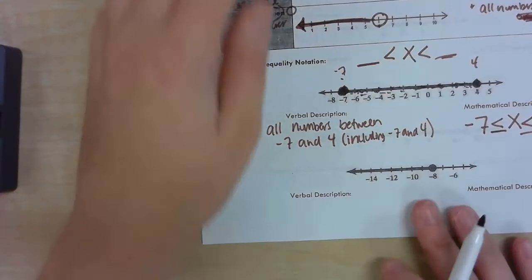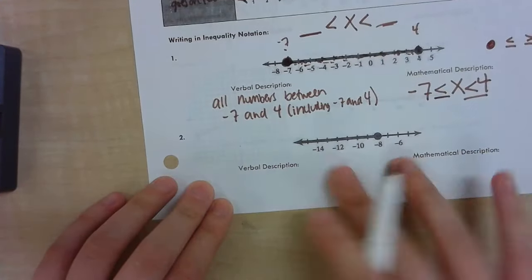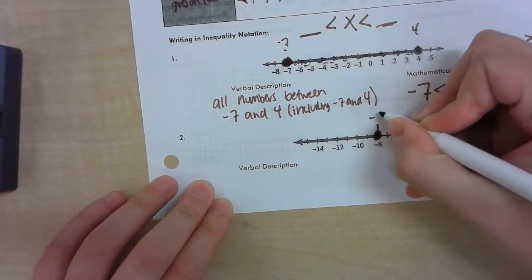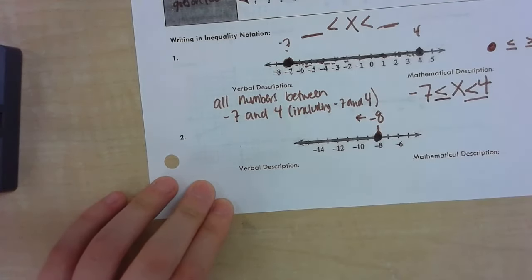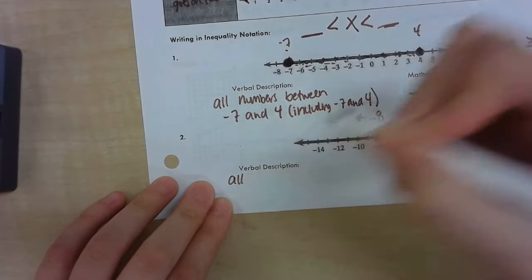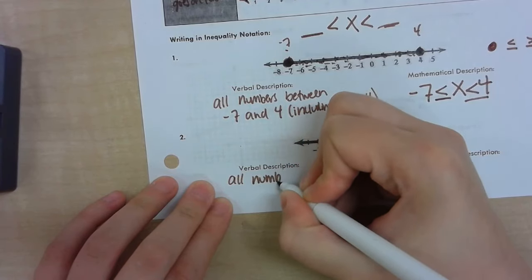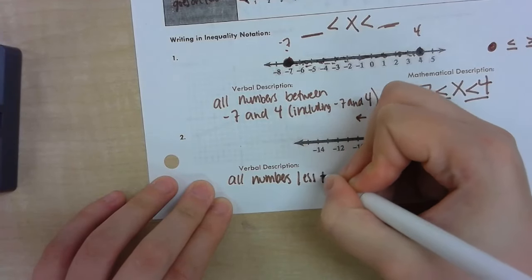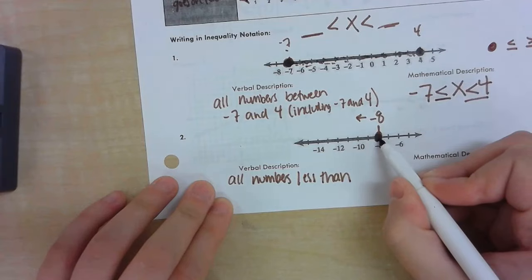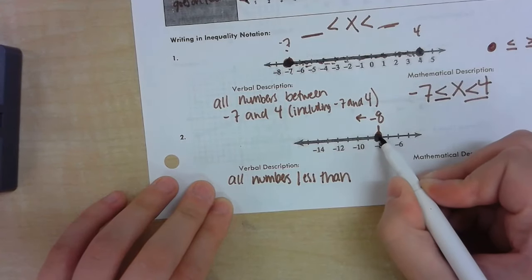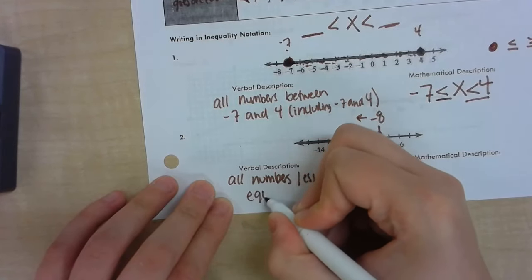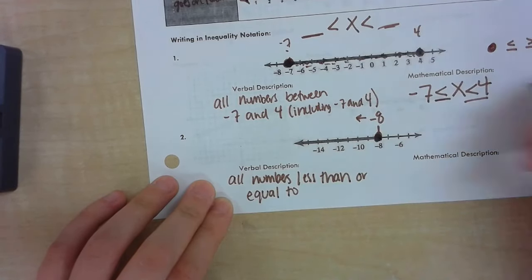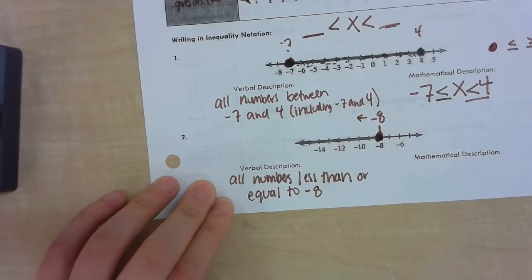Gets a little bit trickier with the infinite. So I look at this and I say, okay, so right here, -8 is my most important number. And they're to the left, so that means it's going to be less than. So I know that I'm going to think that this is all numbers less than, and now I need to think about if they're equal to or not. If this was a solid circle, I know that it's or equal to, and this was a solid circle. So I'm going to say all numbers less than or equal to -8.